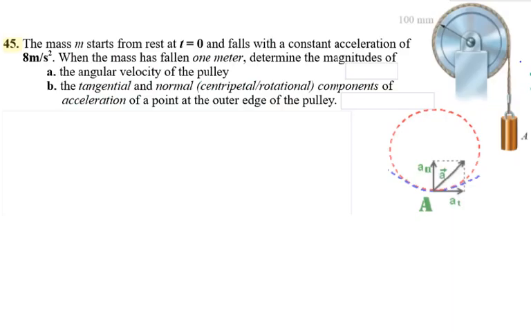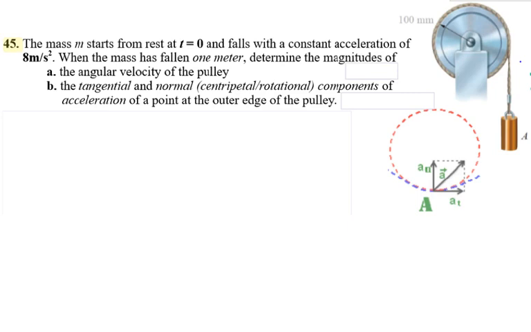Here's one more question that I want to look at with you. At time equals 0, the mass starts from rest and falls with a constant acceleration, not constant speed, acceleration of 8 meters per second squared. When the mass has fallen 1 meter, determine the magnitudes of angular velocity of the pulley.